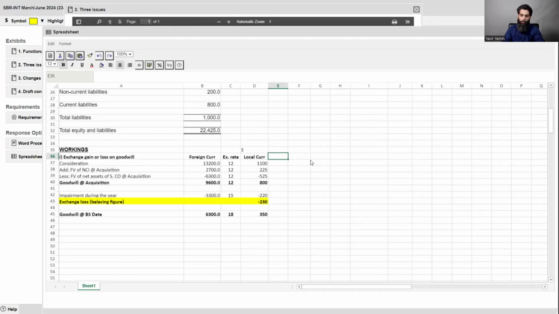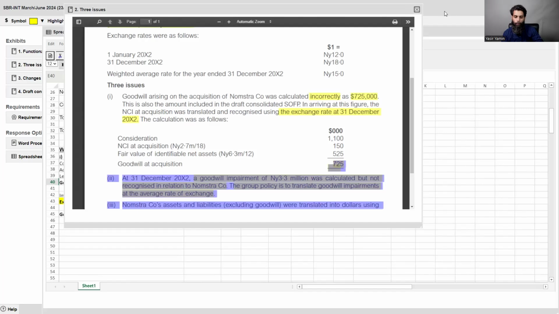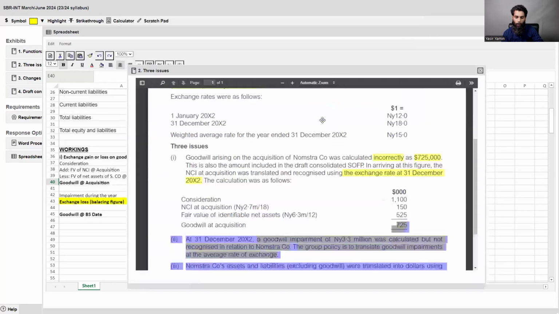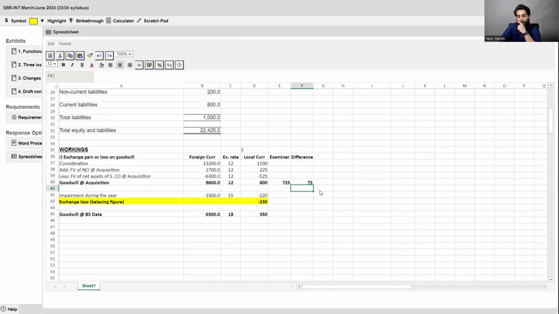Let us say, the examiner provided a value for goodwill at the date of acquisition. If you see that in the question, that was 725. Let me write it down. The examiner calculated goodwill as 725. There was a clear-cut difference between their calculation and our calculation. It was 75. Can anybody tell me why there was a difference between the goodwill at the acquisition date between our calculation and their calculation? What was the difference?